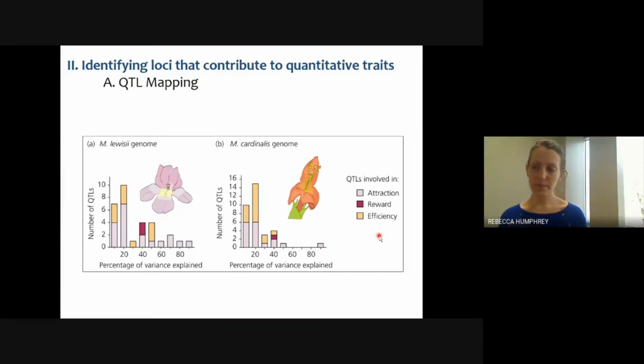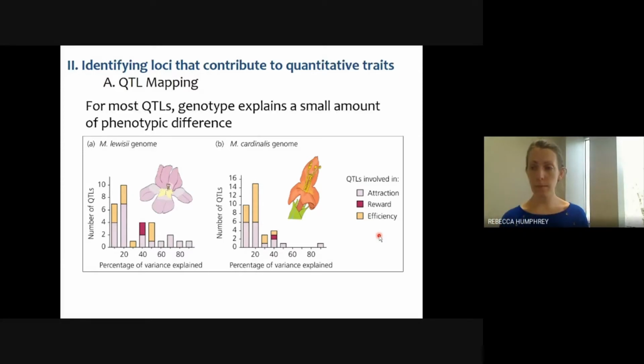Okay, so most of the QTL explain a small amount of the variation in the trait, and a few of these QTL explain a lot of the variation. So then these we're thinking are the traits that are strongly influencing the differences between our two species, the traits, the genes specifically, that would be under strong selection in this system with our two separate pollinators.